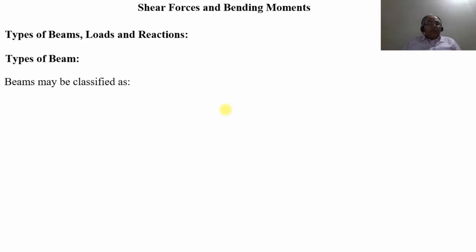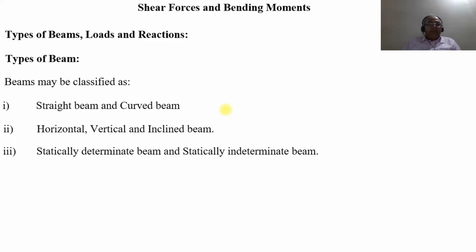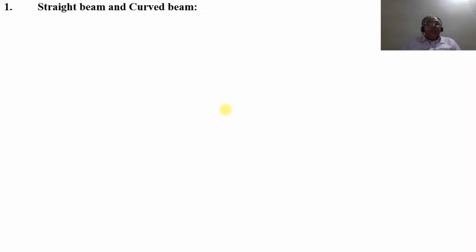Beams may be classified as: number one, straight beam and curved beam; then horizontal, vertical and inclined beam; and statically determinate beam and statically indeterminate beam; and finally the cantilever beam, simply supported beam, fixed or built-in beam and overhanging beam. So first we will take up the straight beam and the curved beam.